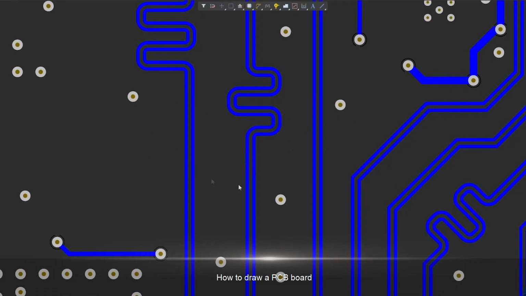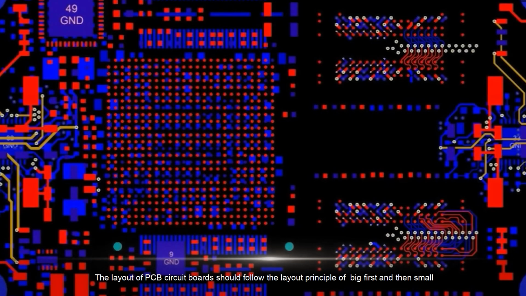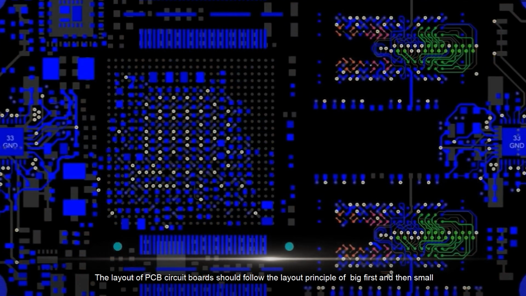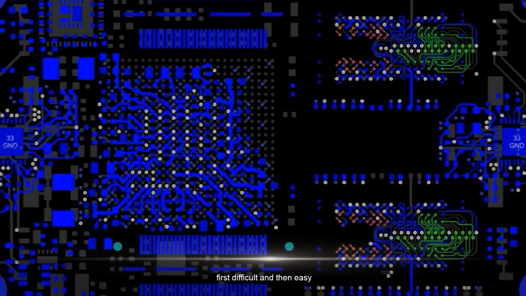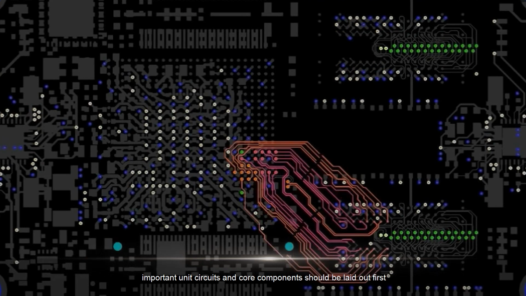The layout of the PCB. How to draw a PCB board. Something that you should pay attention to. 1. The layout of PCB circuit boards should follow the layout principle of big first and then small, first difficult and then easy, that is, important unit circuits and core components should be laid out first.